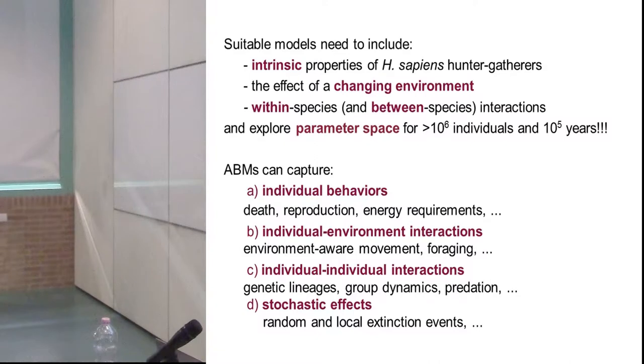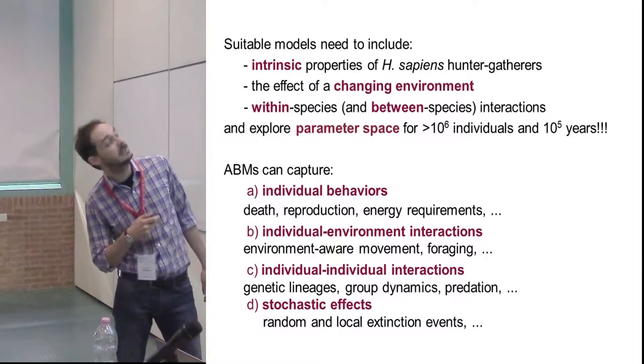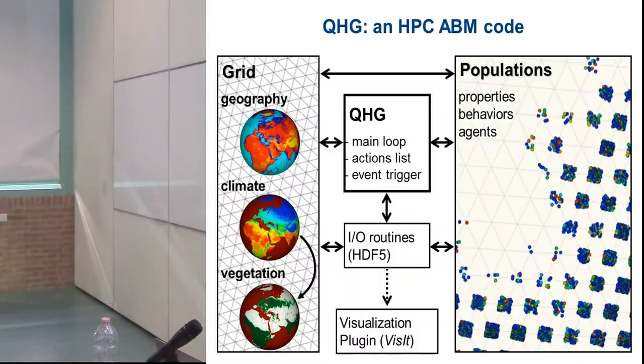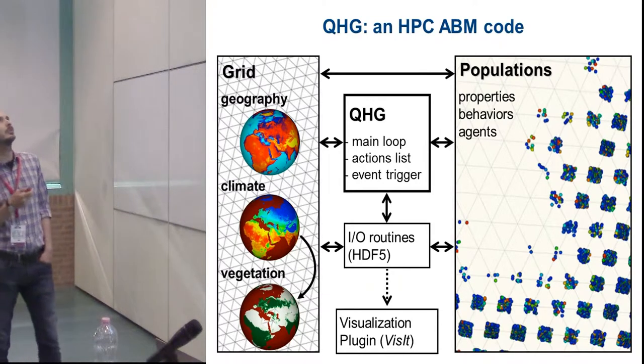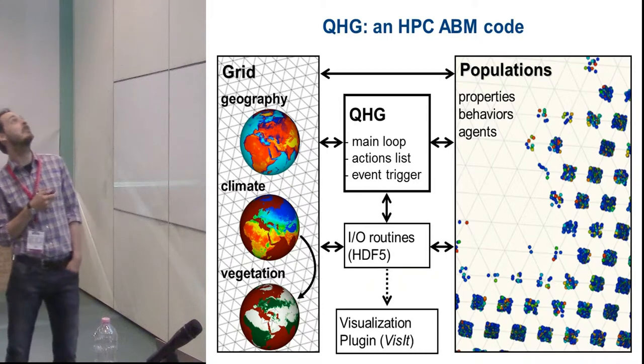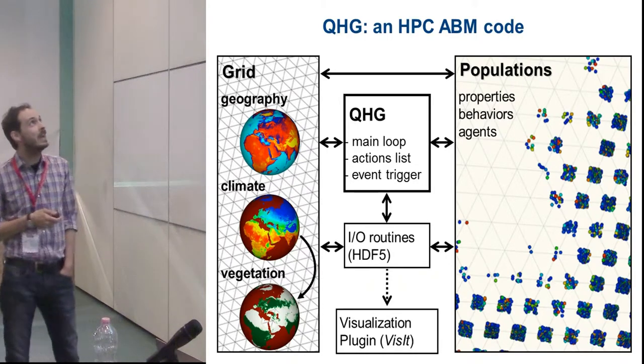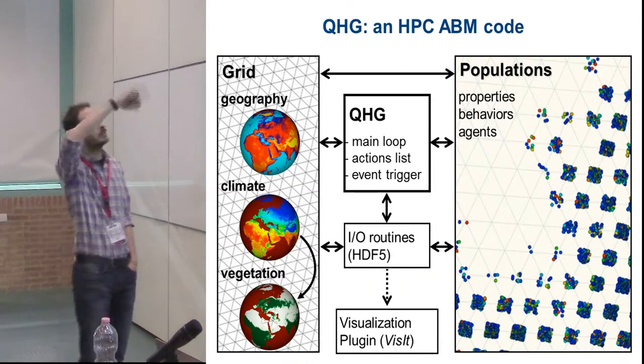So how do we include all of this in an agent-based model framework that can deal with these kinds of numbers? What we did was to develop our own code, QHG and HPC-ABM: a code for agent-based modeling and high-performance computing. And here you see a pictorial representation of how it's structured.